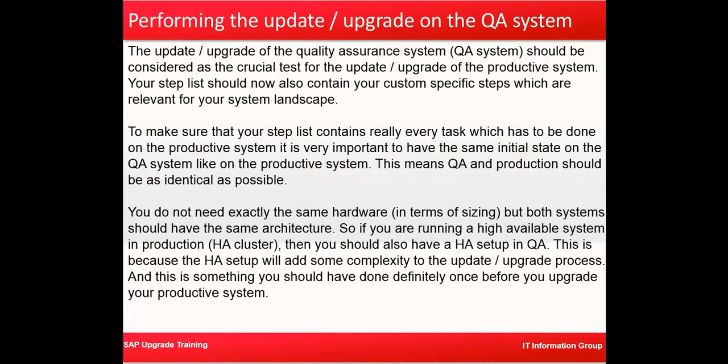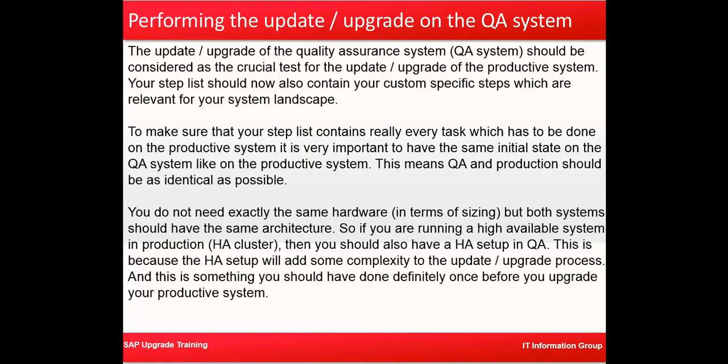The QA system should be considered as the crucial test for the upgrade of the production system. Make sure that the step list contains really every task which has to be done on the production system. It is very important to have the same initial state on the QA system as on the production system. This means QA and production should be as identical as possible. You may need to refresh your QA system from production when you are about to upgrade your QA system. In that way, your QA system will be as identical as possible to your production system.